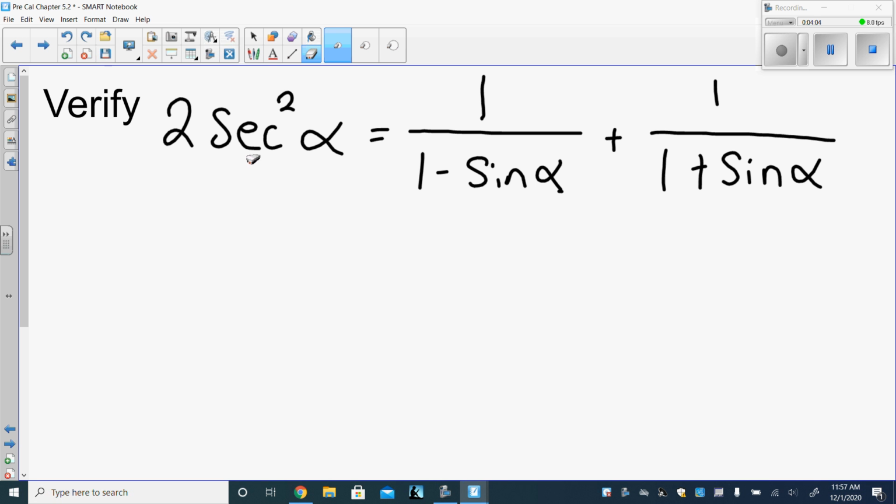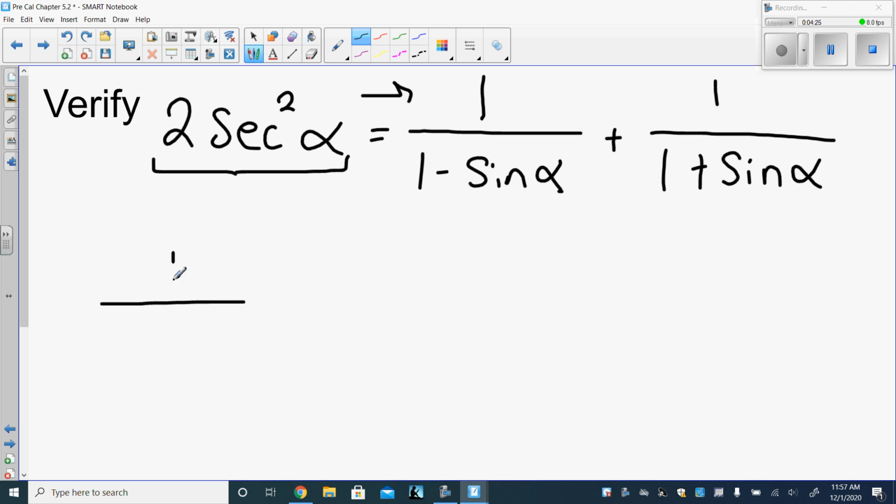Now, we're going to do more of these. The next one is 2 secant squared of alpha is equal to 1 over 1 minus sine of alpha plus 1 over 1 plus sine of alpha. This is the first one we're going to do here. I'm going to leave this side alone and mainly work with this side here. It's probably going to be helpful to have everything as one fraction. It's going to be a little easier to work with.